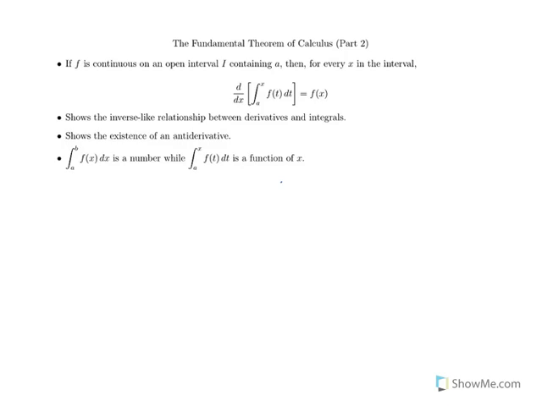This is a weird sort of theorem, but it's important to understand why we're talking about it. One is that this shows an inverse-like relationship between derivatives and integrals. We can kind of think about this as saying the derivative of the integral of a function is equal to the function itself. The derivative and the integral kind of cancel each other out. It's not exactly inverse, but it's inverse-like.